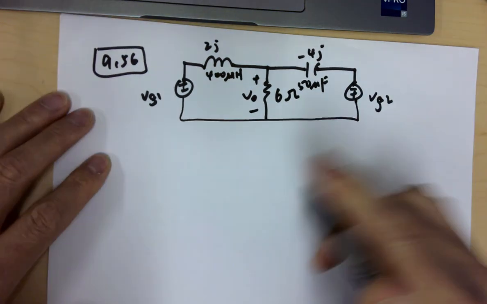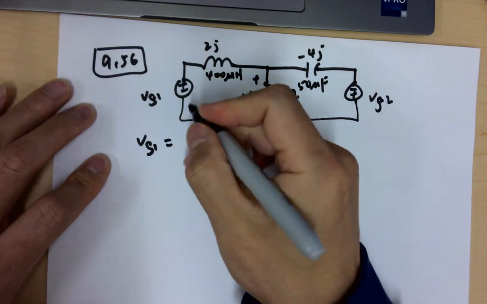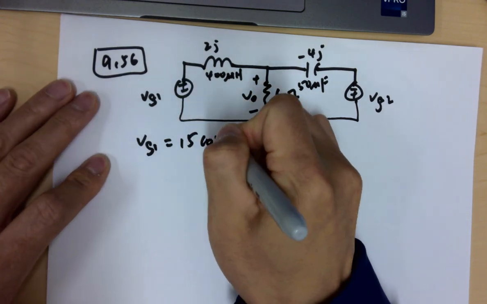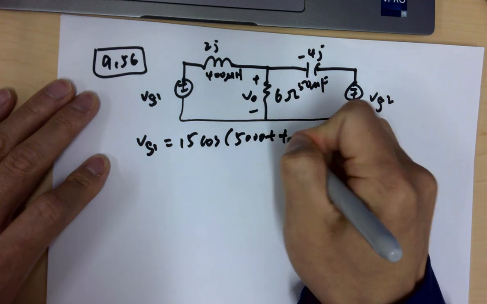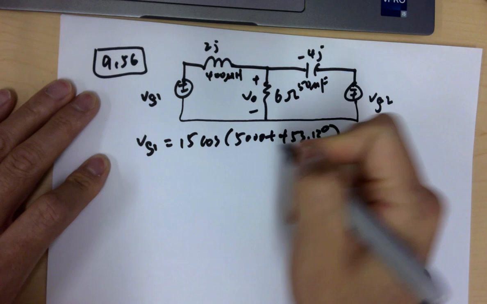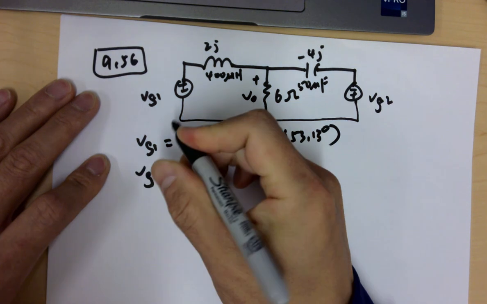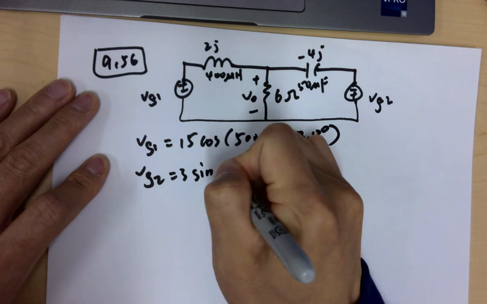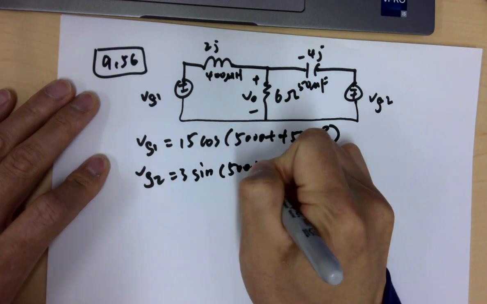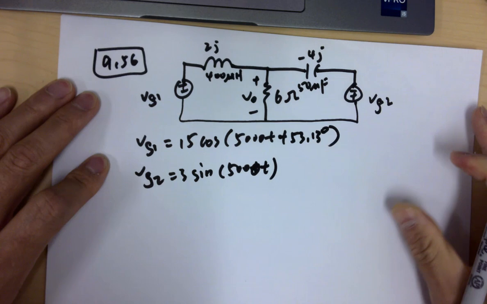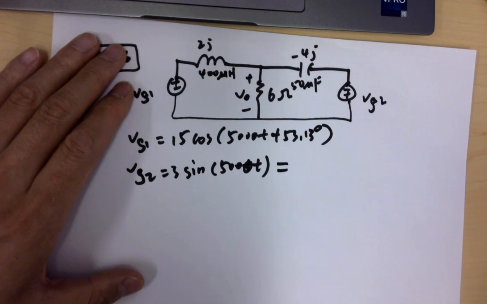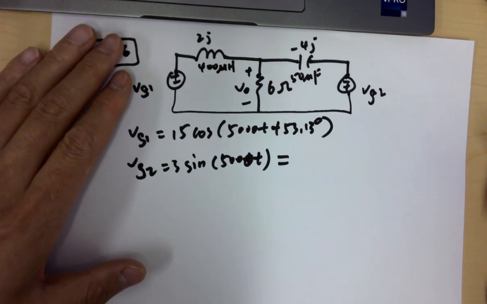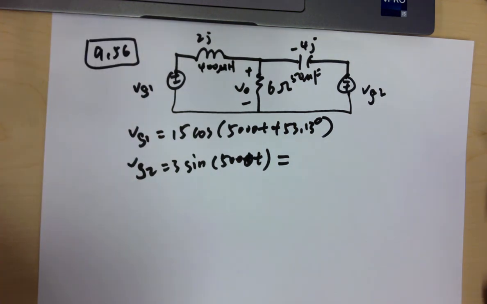Okay, and VG1 is 15 cosine 5000t plus 53.13 degrees, and VG2 is 3 sine 5000t. And you know the sine function can be converted to its cosine version. So it's a cosine with the angle minus 90 degrees.